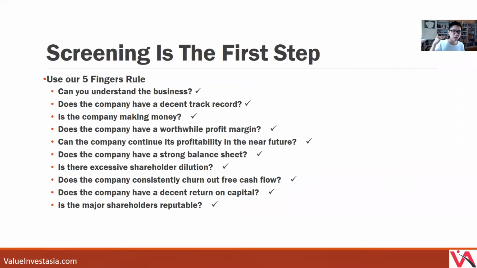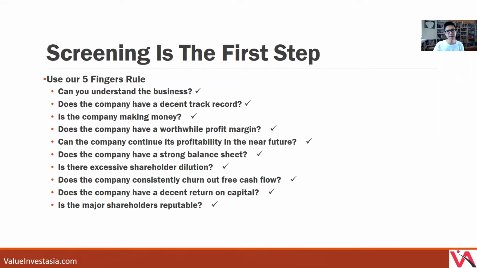Number 1, can you even understand the business? A lot of us get very excited in investing in companies that might be very complicated, but as a rule of thumb, always invest in a company where the business is something you can actually understand. There are so many thousands and thousands of listed companies for us to invest. Why should we spend time to invest in a company where we can't even understand its business? So number 1, find a company that we can understand the business.